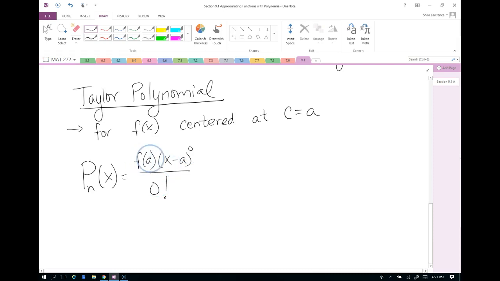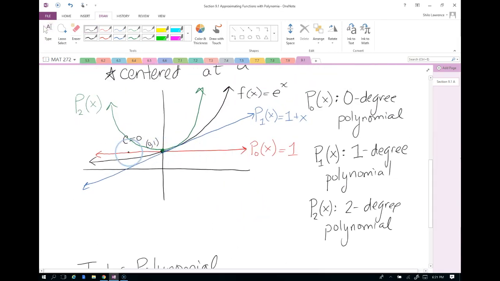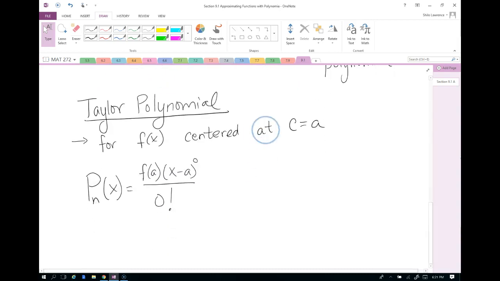But really, f of a is the functional value, and that's exactly what we matched up here on our e to the x graph. We just matched up our functional value. Anything to the 0 power is just going to be 1, and 0 factorial is equal to 1. So they're all just going to multiply or divide out anyway. But I write those just because I want you to see the pattern that we're establishing. Now, if we want to go out another term to a first degree, you're going to do your first derivative evaluated at your center, x minus a to the first power all over 1 factorial.